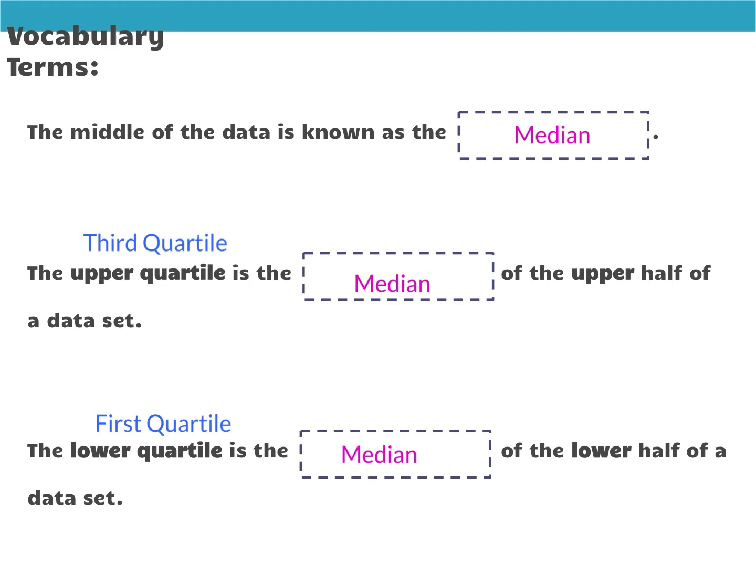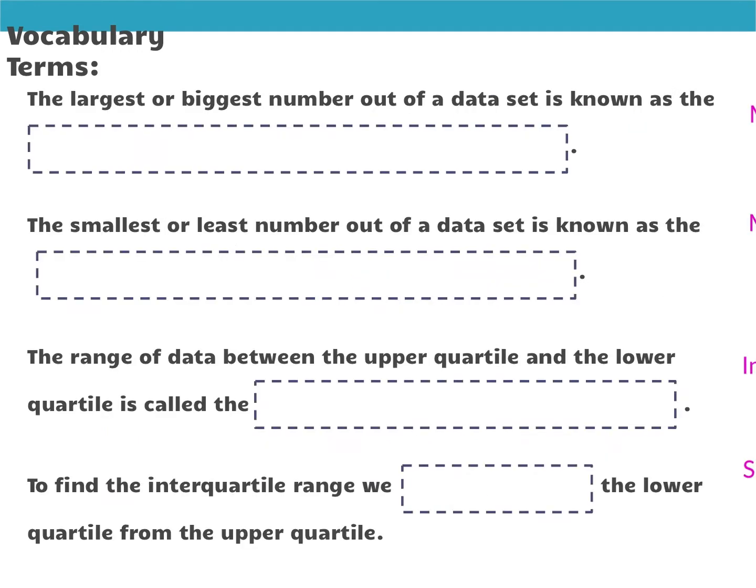Now let's take a look at some other vocabulary terms. Looking at some other vocabulary terms that we need to know, the largest or bigger number out of our data set is going to be known as the upper extreme. The smallest or least number out of the data set is going to be known as our lower extreme.